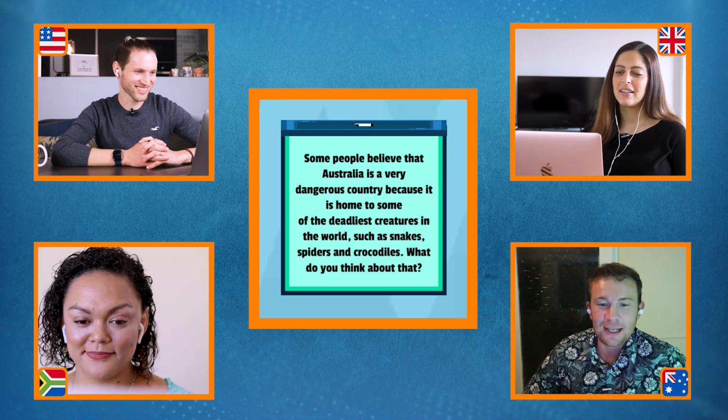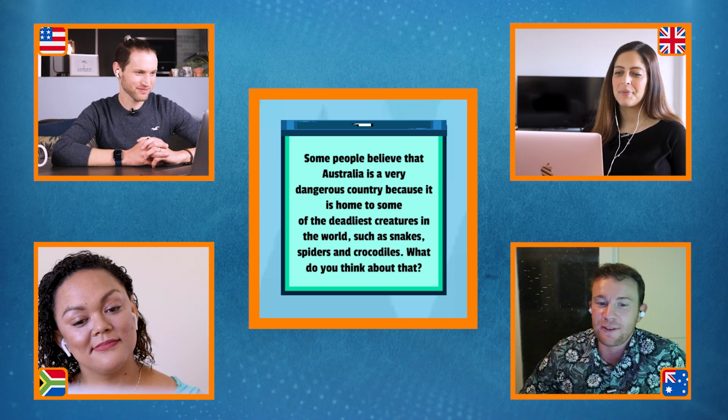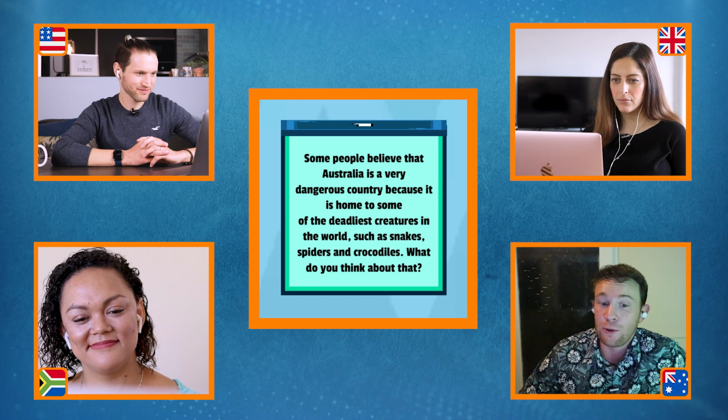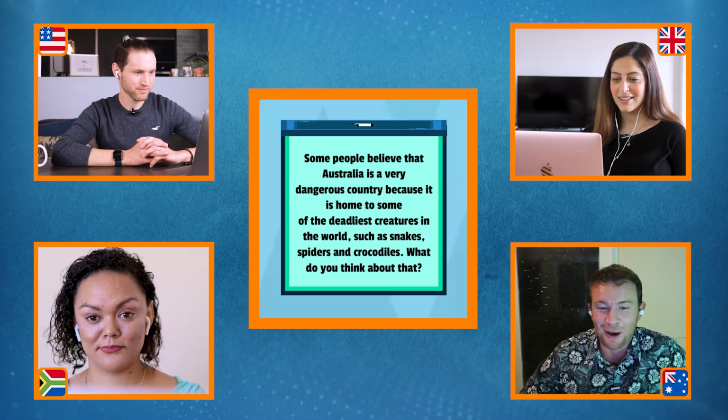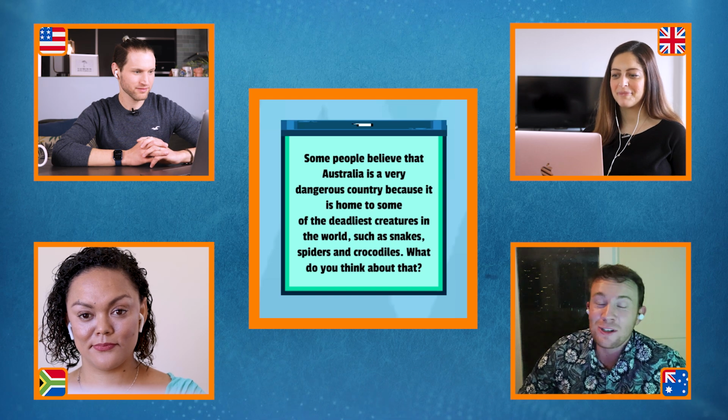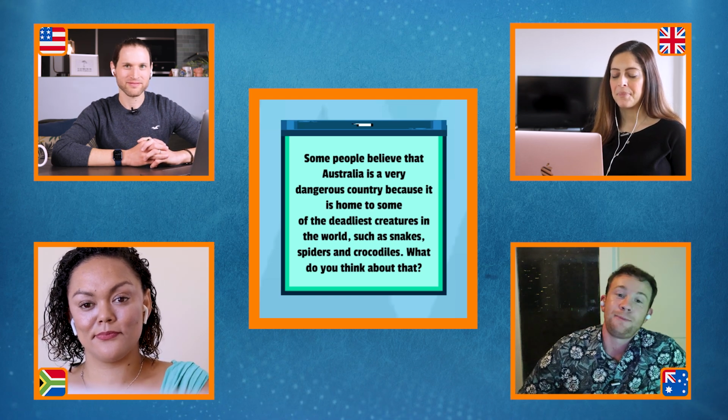Some people believe that Australia is a very dangerous country because it is home to some of the deadliest creatures in the world, such as snakes, spiders, and crocodiles. What do you think about that? Well, I walk my dog on an abandoned golf course with long grass and lots of trees and lots of bushes, and I've never seen a snake in my 30 years of life.